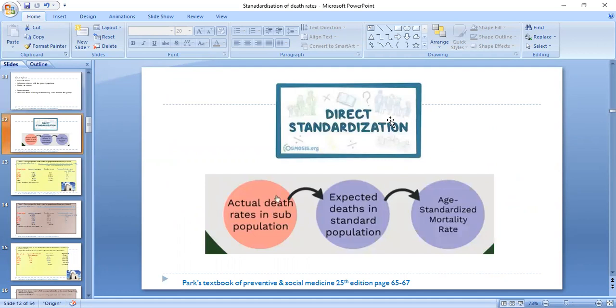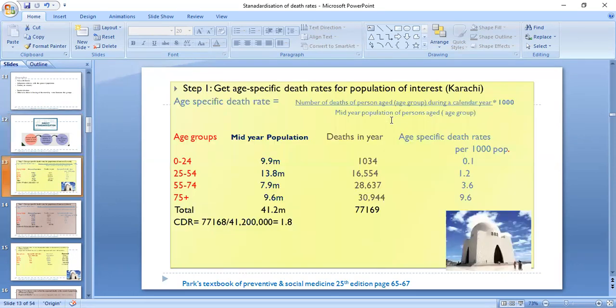Now we will discuss direct standardization. In direct standardization, the actual death rates in the subpopulation are known. Then we find the expected deaths in the standard population, and then we apply the standard mortality rate. Here is an example of Karachi and Lahore to find the age-adjusted mortality rate. For this, the first step is to get the age specific death rate for the population of interest.